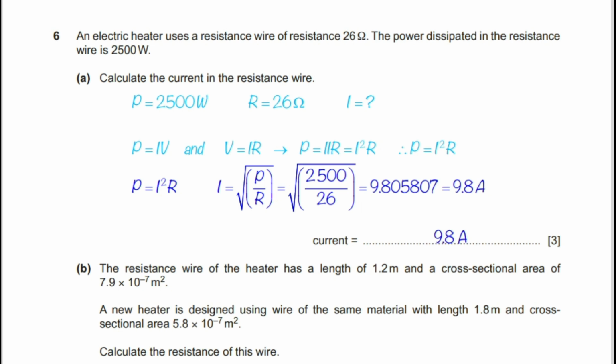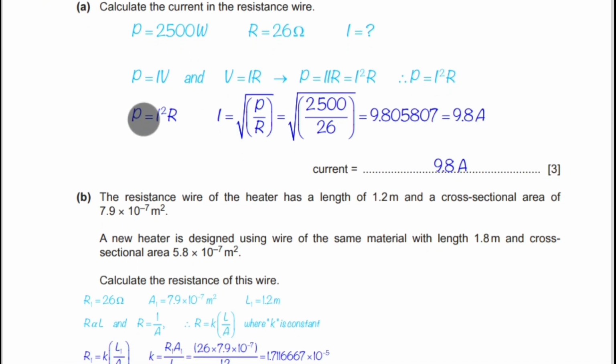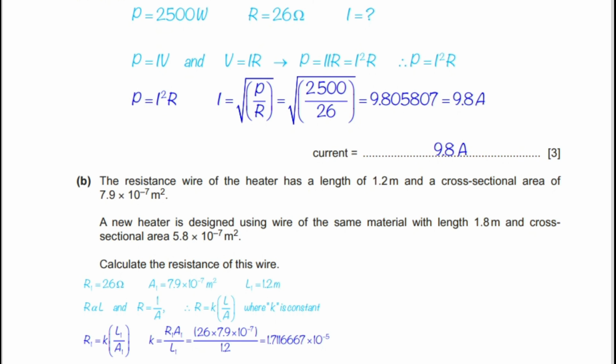We need to calculate the new resistance R2 using the resistance formula. Resistance equals resistivity multiplied by length divided by area, and since resistivity remains constant, R1 equals K multiplied by L1 divided by A1. To solve for K, K equals R1 multiplied by A1, then divided by L1. K equals 26 multiplied by 7.9 times 10 to the negative 7th, divided by 1.2, which equals 1.711667 times 10 to the power of negative 5. This constant K represents the material's resistivity properties.